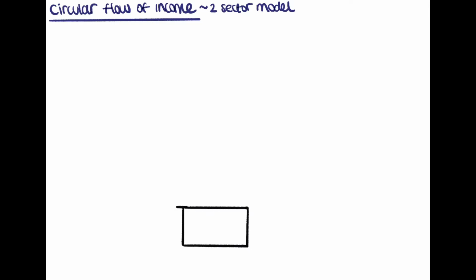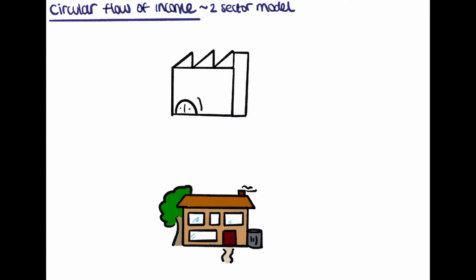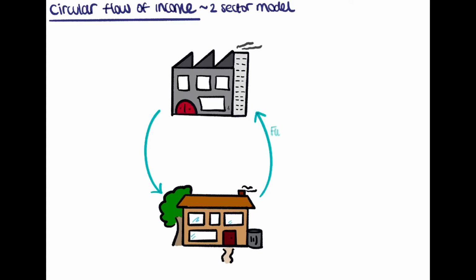The circular flow of income is a simplified way of showing how funds move throughout society. The two-sector model is a closed economy, so we assume there is no international trade and the main two components are households and firms.